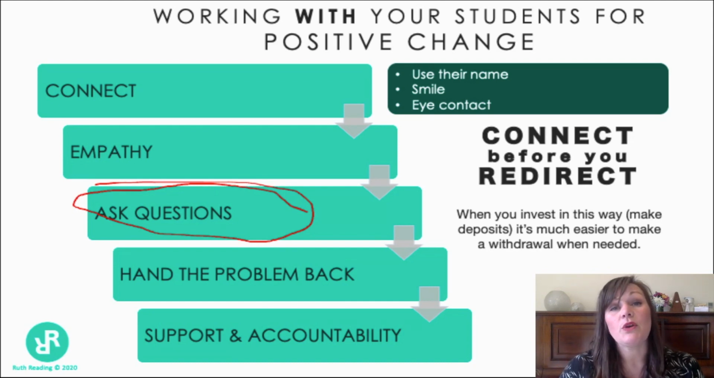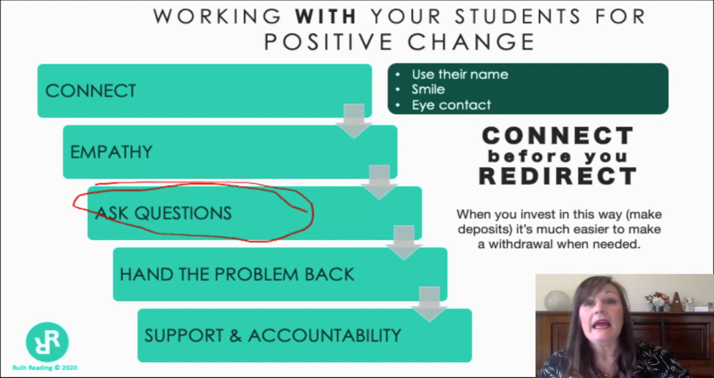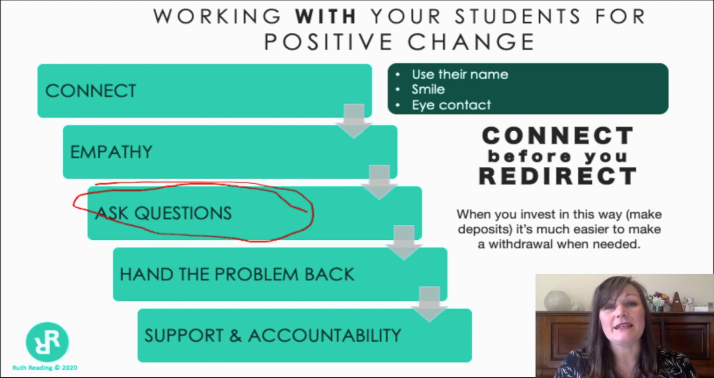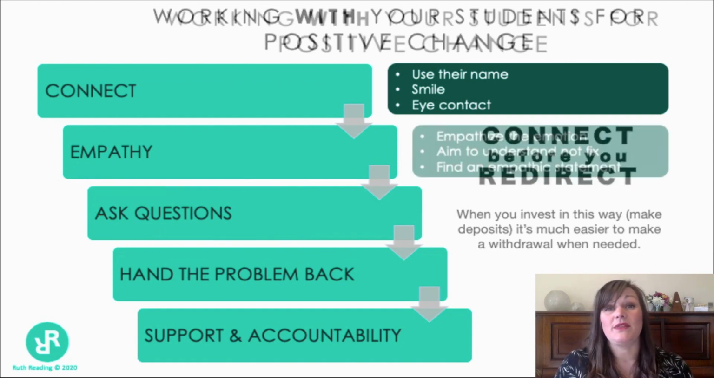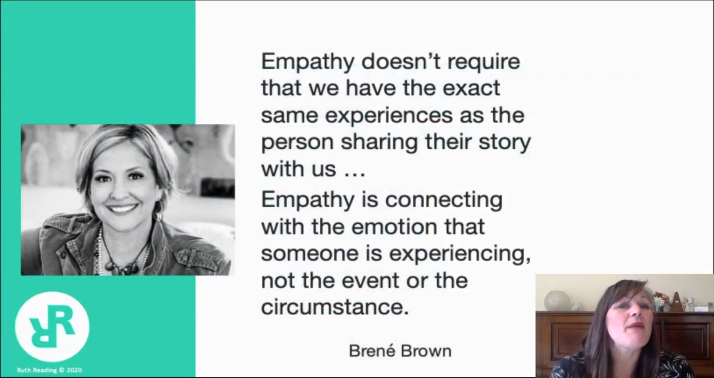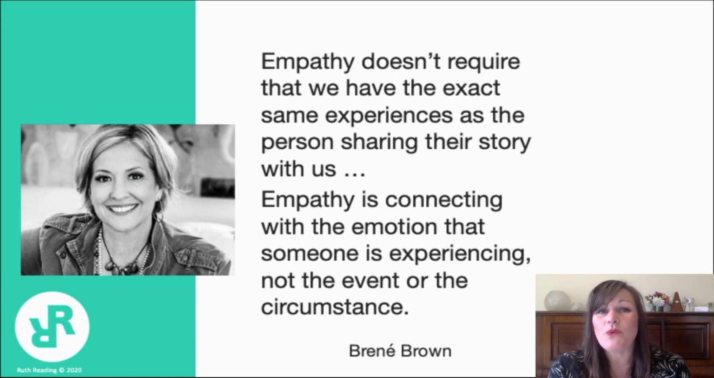So they're the things that we want to do, as like either, it might be a day before, a week before, or a moment before we deal with an incident. Once we've connected with them, the next thing that we want to do is to show them loads of empathy. And no one says it better than one of my favourite leaders in shame and vulnerability, Brené Brown. And what she says is empathy doesn't require that we have the exact same experiences as the person sharing their story with us. Empathy is connecting with the emotion that someone's experiencing, not the event or the circumstance.